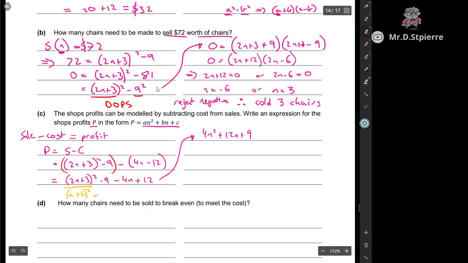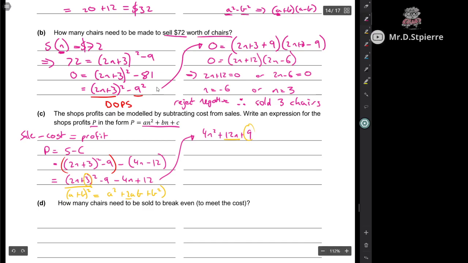b all squared, that will turn into a squared plus 2 times by a times by b plus b squared. So 2n all squared is 4n squared. Then to get the middle term is 2n times 3, which is 6n times by the 2 is 12n, and then this 3 squares to give us 9. So I've just used that shortcut there.